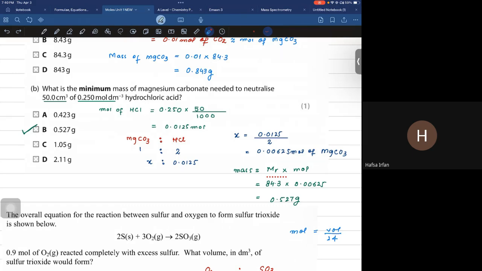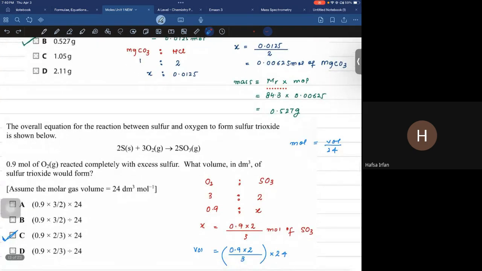Is it 0.45? They are asking the volume in dm cube. And they have given you the moles, so it would save your step. Directly you can apply the mole ratio between O2 and SO3, because they have given the moles of O2 and they are asking the volume of SO3, that is sulfur trioxide.